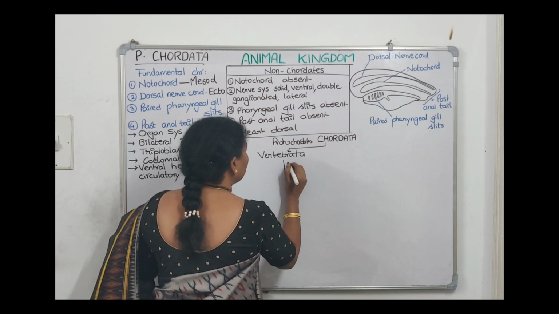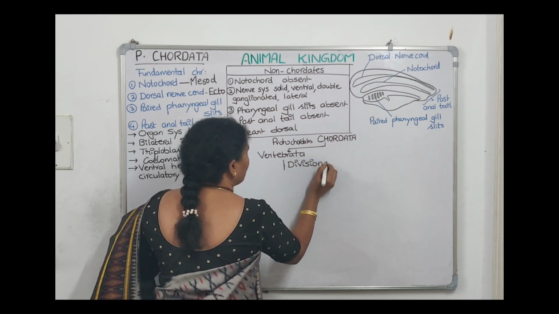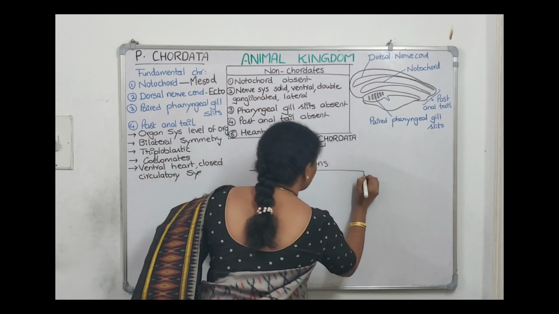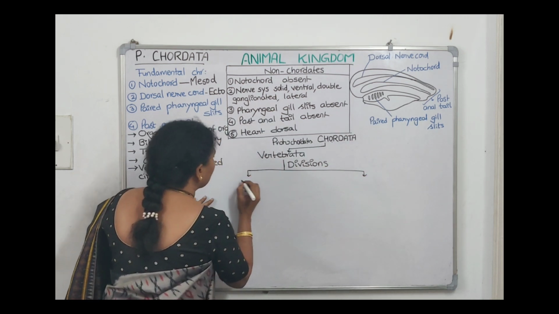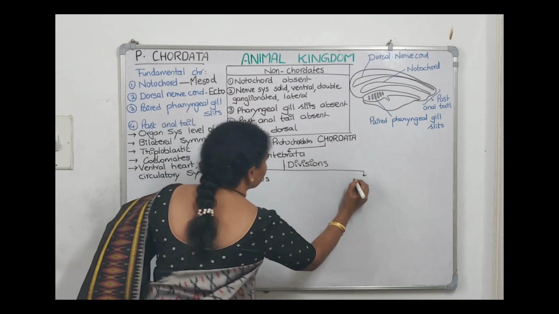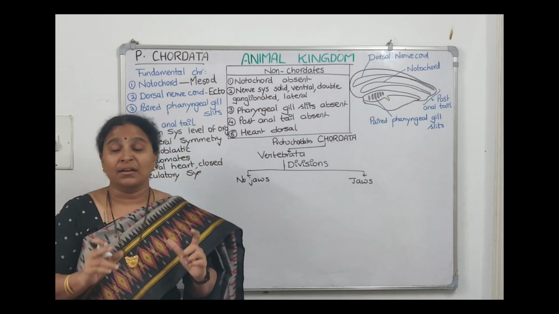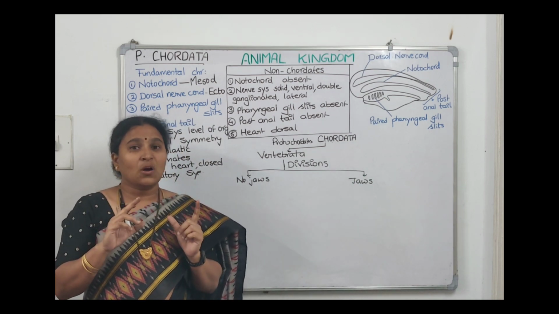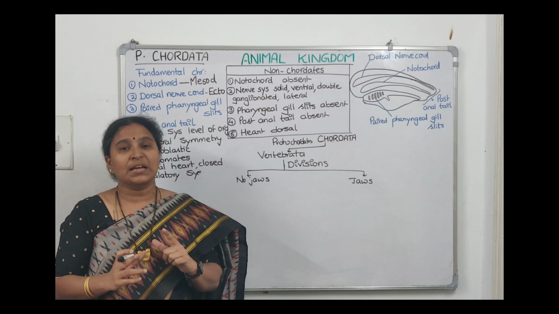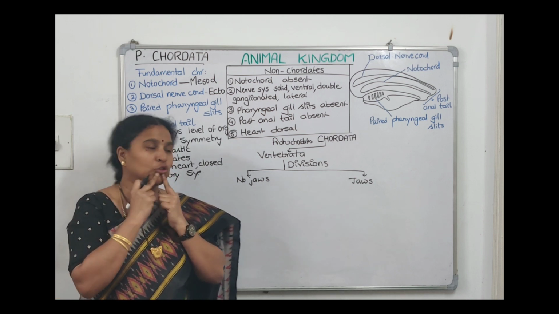Vertebrata is divided into two divisions. On which basis are we dividing them into two divisions? It is having jaws or no jaws. If jaws are not there, what do you call them? If jaws are there, what do you call them? Gnatha means jaw. If jaws are not there, it is called Agnatha. If jaws are there, it is called Gnathostomata.